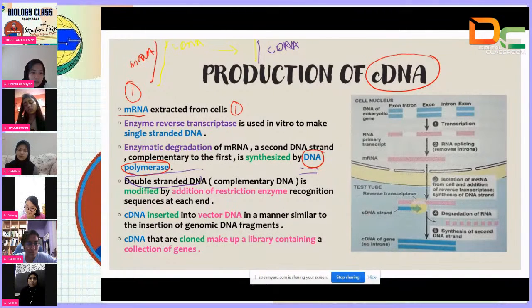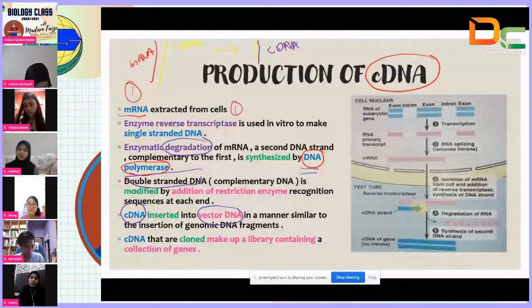What happened to the mRNA just now, class? It will undergo degradation. Right? Okay, so with the double-stranded DNA, how are we going to continue to produce insulin? How are we going to multiply the cDNA? By addition of restriction enzyme. We want to amplify, to make many copies of the cDNA.